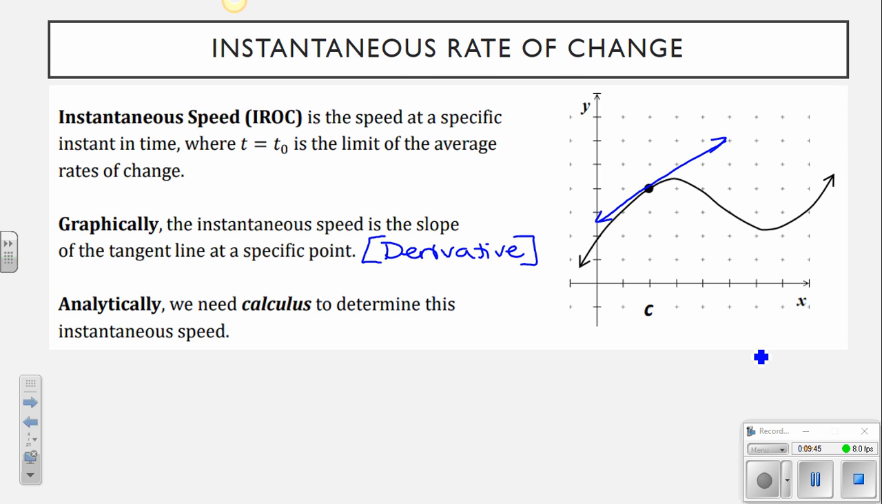Oh, sorry. And that's why this is cool in calculus. That's why we're going to study this for a couple of months, because this whole idea is really, really interesting. Now, I want you to think about if C moves to be here.